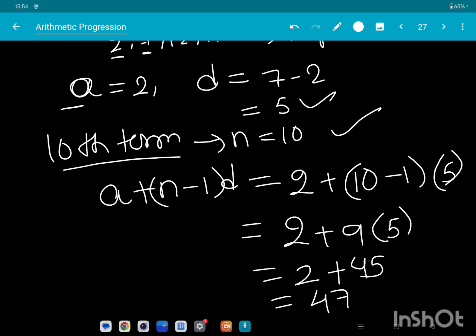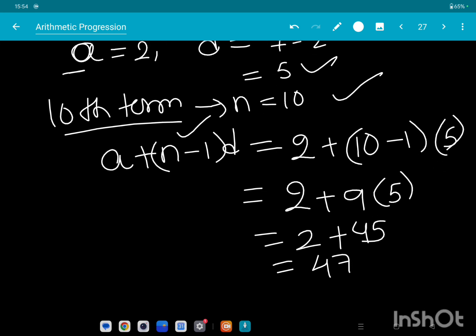So if you want to find the 20th term, 30th term, whatever it may be, you can find it by using this simple formula. This is the way we will find it out. Now we will see the next problem.